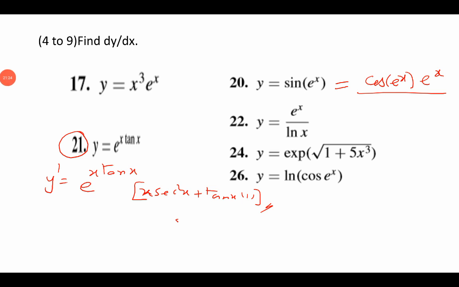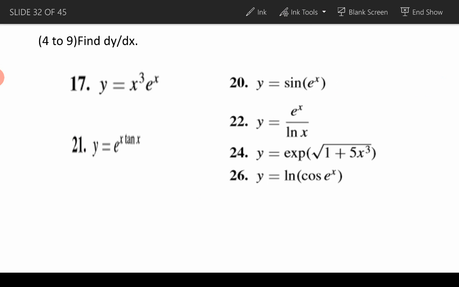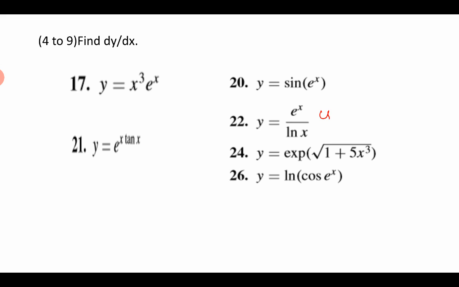Okay, now we can simplify what we have done in the differentiation. That's it. Now 22, use the quotient rule, u over v.